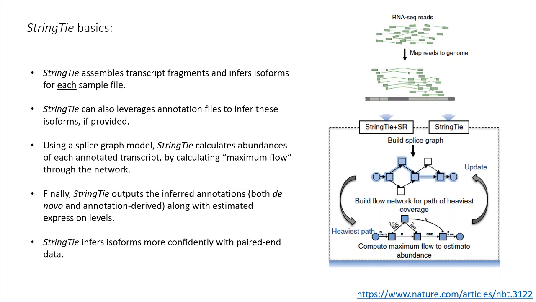Stringtie is more effective at detecting isoforms with paired end data, as it uses the known orientation of the read pairs instead of just relying on individually spliced reads.